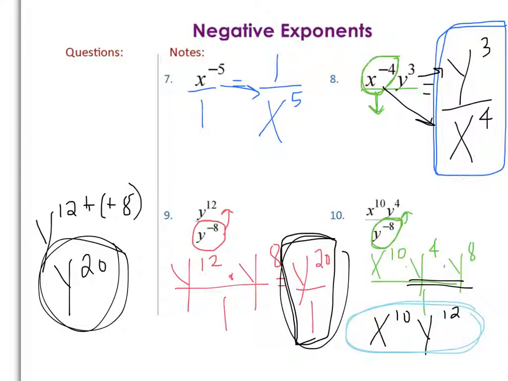So these are rules 4, 5, and 6 for exponents. Take some time and try the back page by yourself.